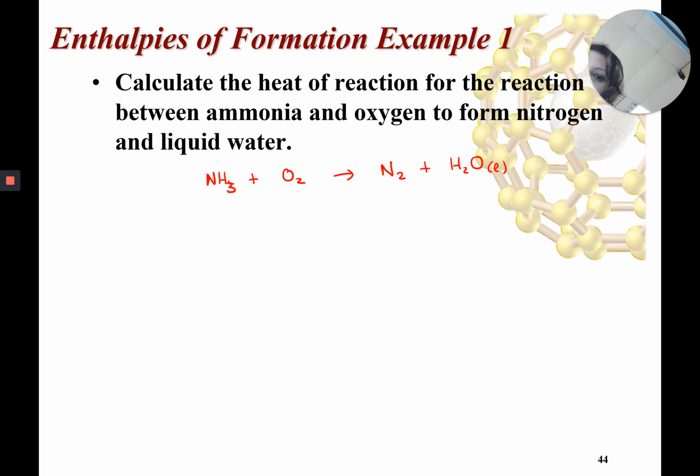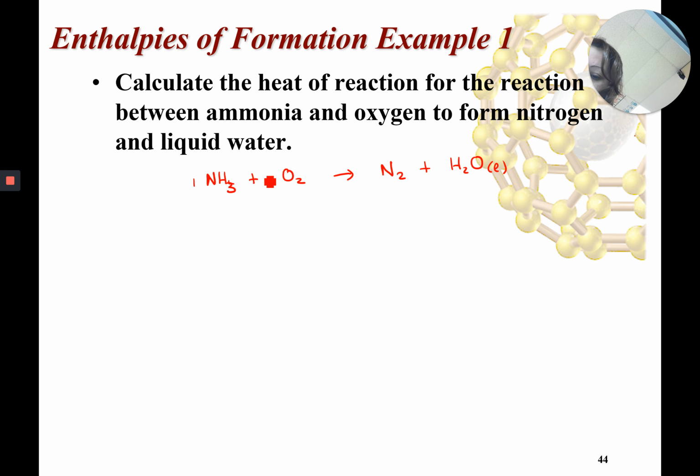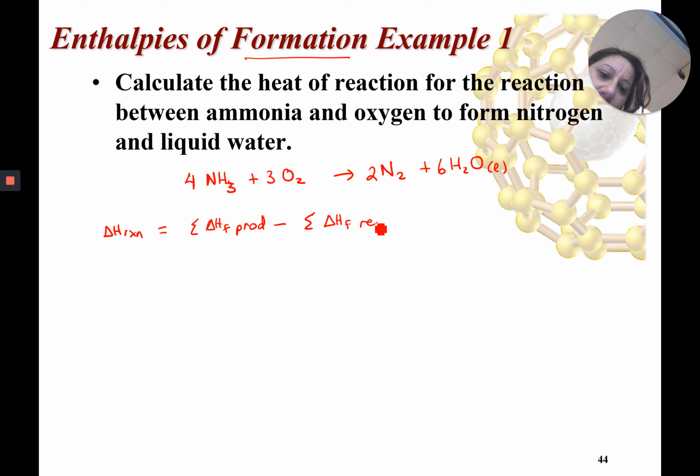You would need 4 NH3, 2 N2 to balance out our nitrogens, 6 waters, and 3 O2s. Then you're going to say delta H of the reaction, since we're using heats of formation, is going to be the sum of the heats of formation of the products minus the sum of the heats of formation of the reactants.